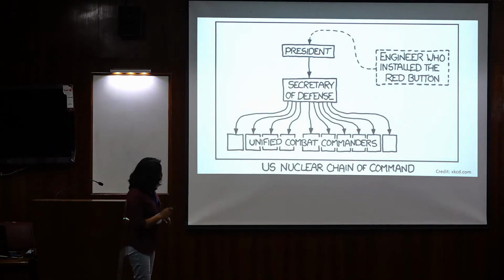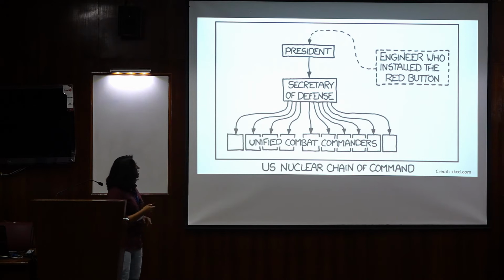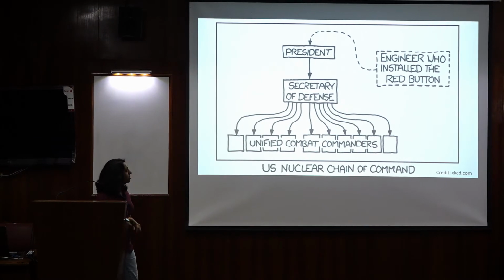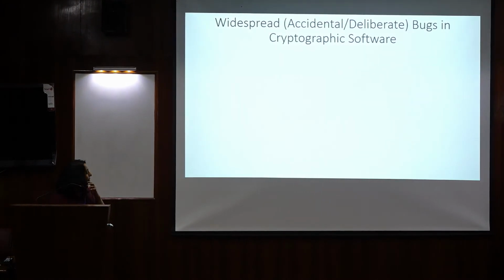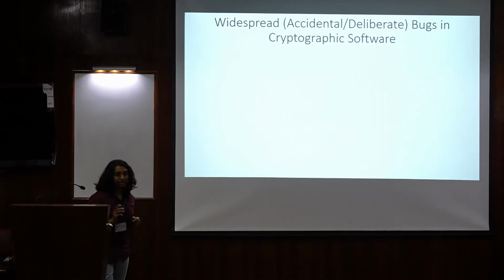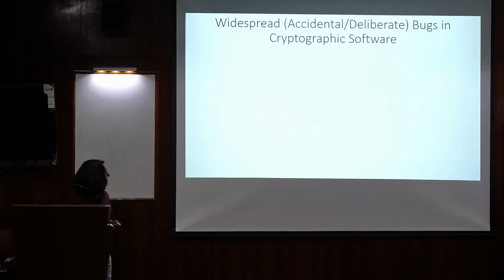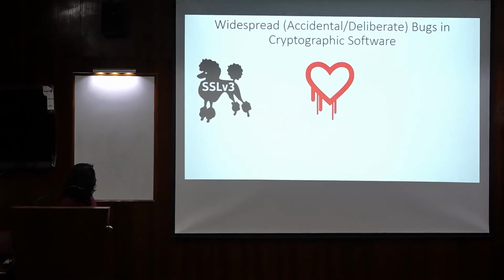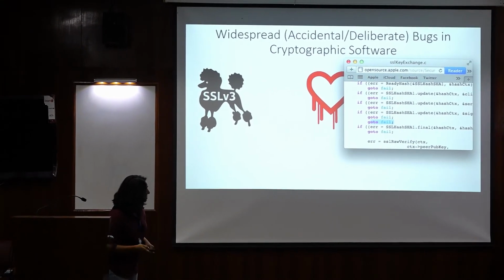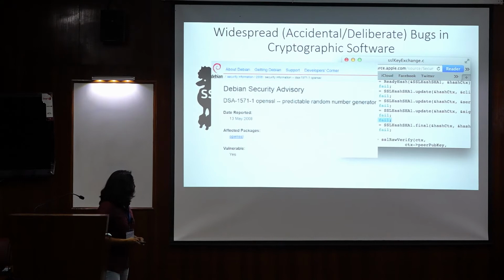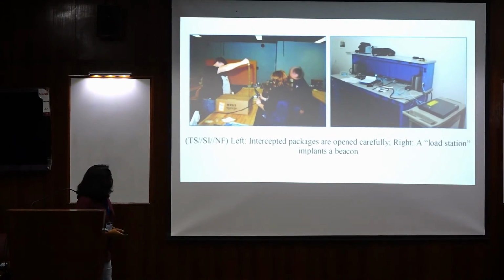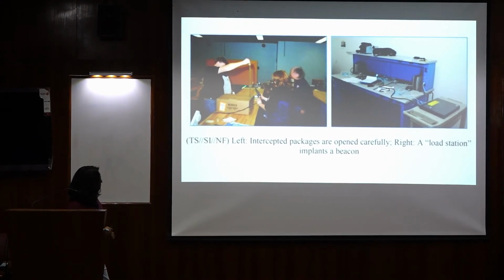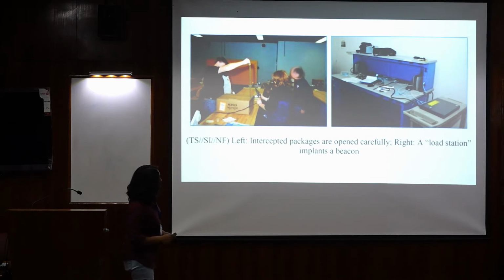And the motivation is very nicely summarized by this XKCD comic. We typically focus only on the bold line here and forget about this dotted line, which is where things tend to fail. And this is also seen in practice in widespread bugs, accidental or deliberate, I don't know, in cryptographic standards and software. We had the SSL vulnerability, the heartbeat bug, Apple goto fail, PRNG bug, and logjam attack, and many others. And this is actually NSA intercepting Cisco routers and doing I don't know what with it.